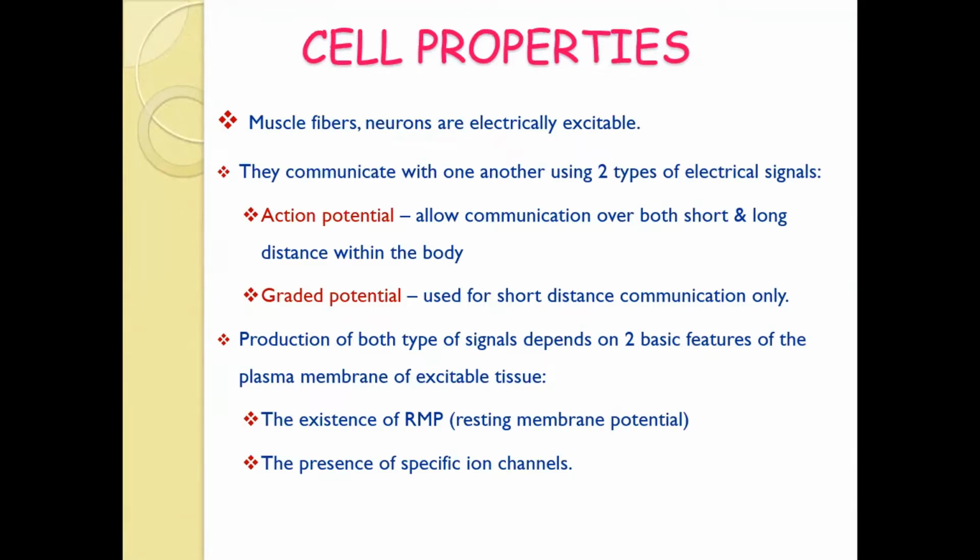Production of these two types of signals depends on basic features of the plasma membrane. The first one is the existence of the resting membrane potential, and then the presence of specific ion channels. You must have specific ion channels in order for the membrane potential to occur. For example, in neurons you need sodium and potassium channels, and for cardiomyocytes, you need sodium fast channels, potassium, and also calcium channels.